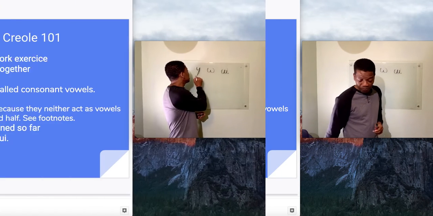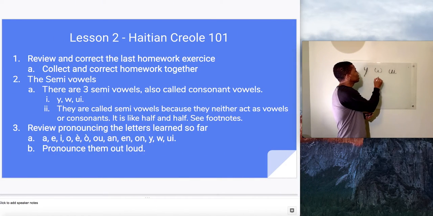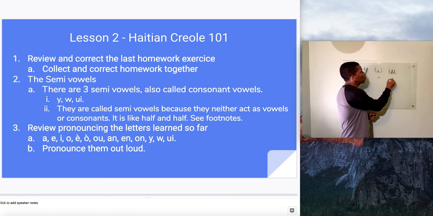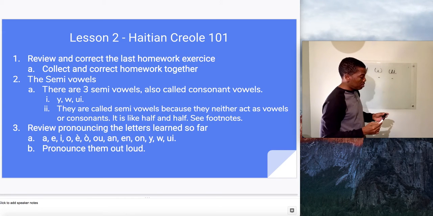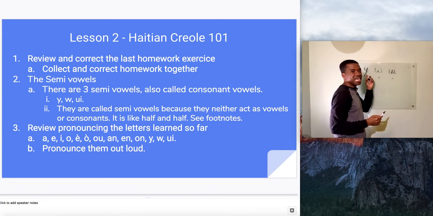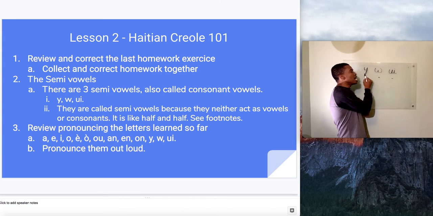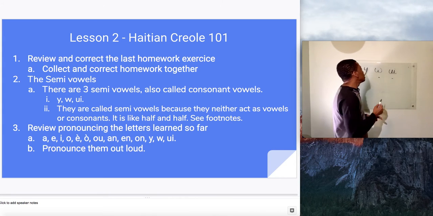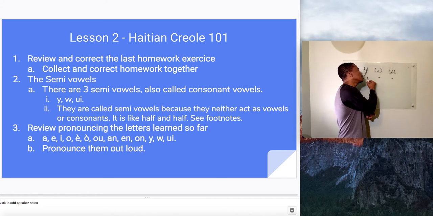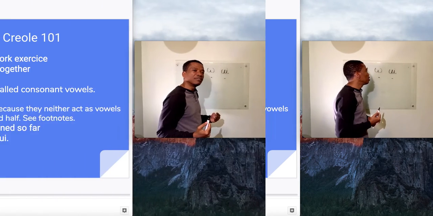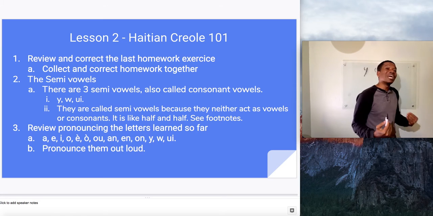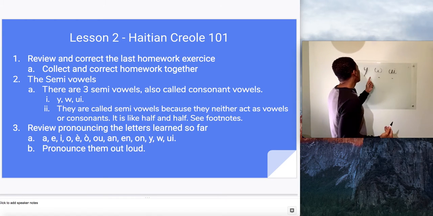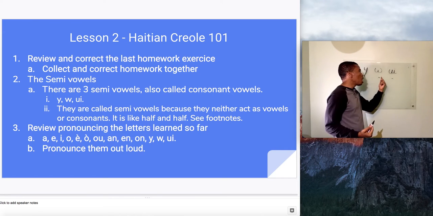Semi-vowels. How do I pronounce that? This is semi-vowel I. Semi-vowel U. We call the letter by the sound it makes. All right? Semi-vowel I. Semi-vowel U.